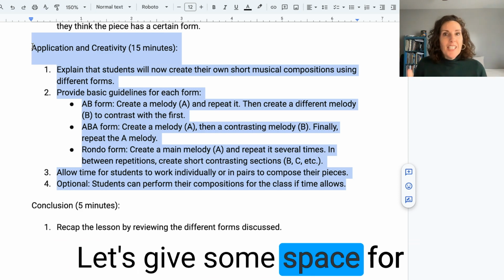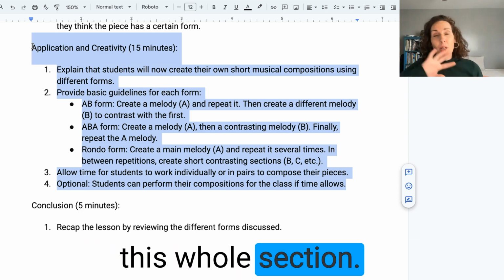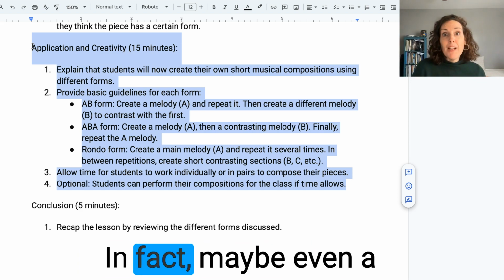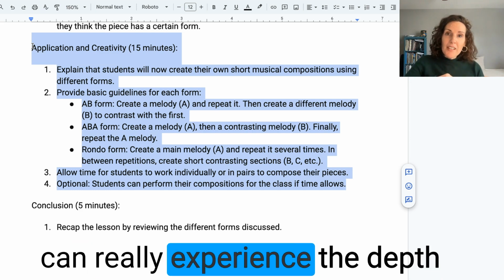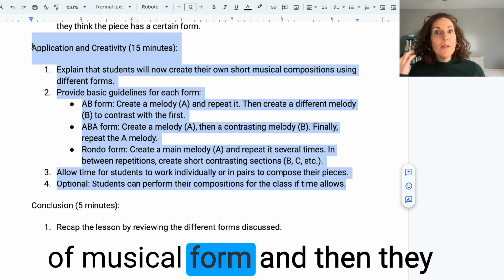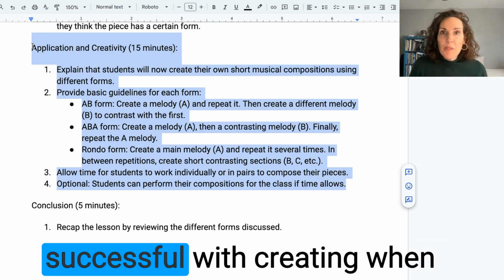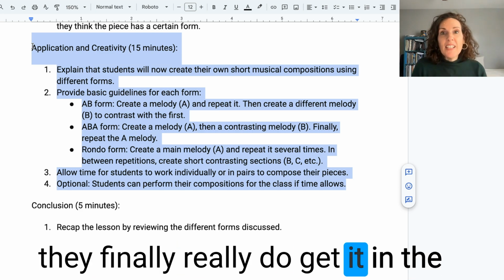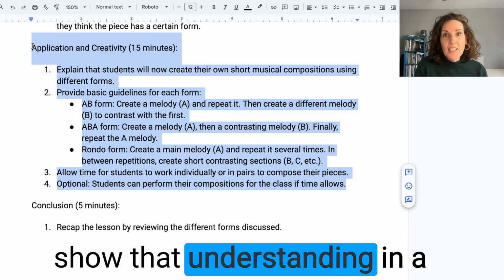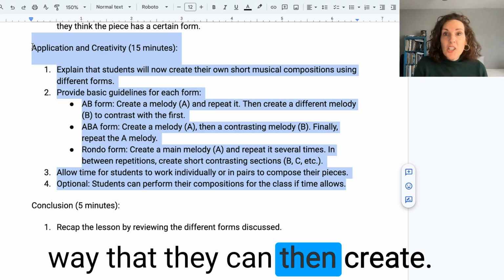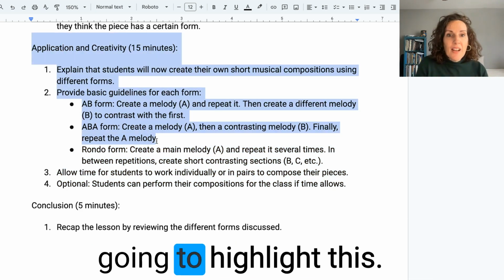Let's give some space for exploration some more. So I would say take this whole section, move it to a later day. In fact, maybe even a couple of days later, so that way students can really experience the depth of musical form, and then they could really create and be successful with creating when they finally really do get it in the way that you would need them to understand something and show that understanding in a way that they can then create meaningfully. So I would just say, I'm going to highlight this.